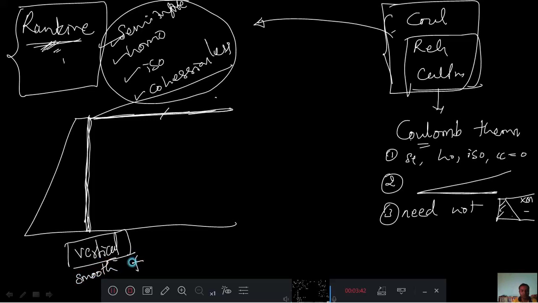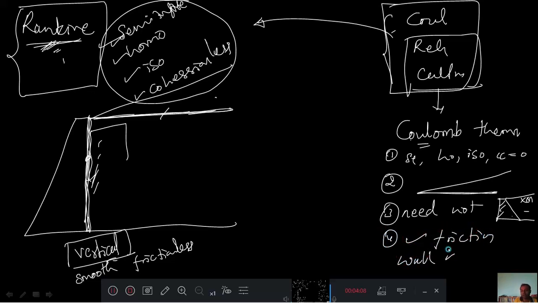The next one is that Rankine considered the back of the retaining wall to be smooth, which means frictionless. There is a backfill here, and this is the back of the wall, and there is no friction between the soil and the wall, he said. He ignored the frictional resistance by the wall to the soil. But Coulomb considered the friction between wall and soil.